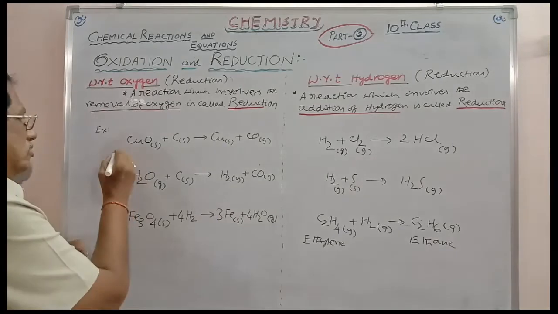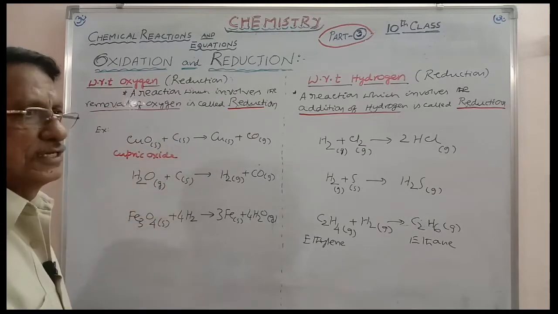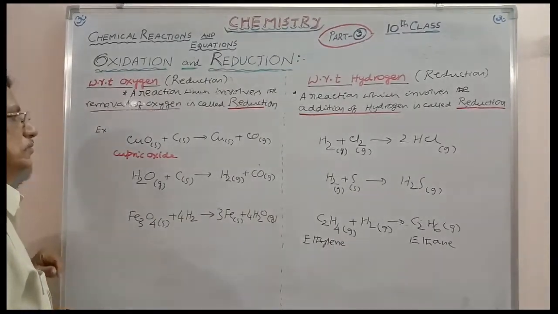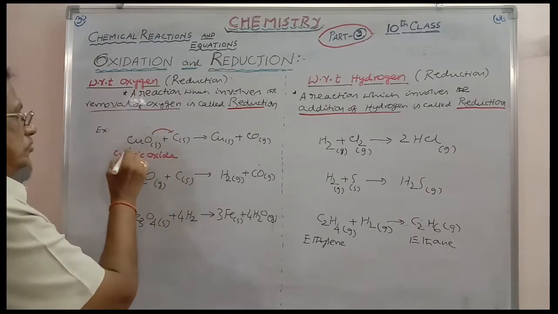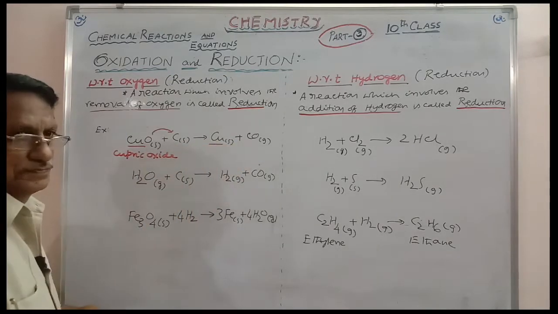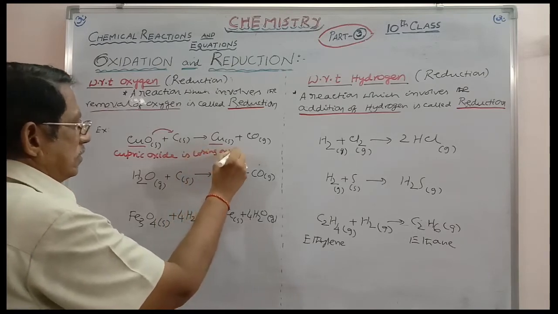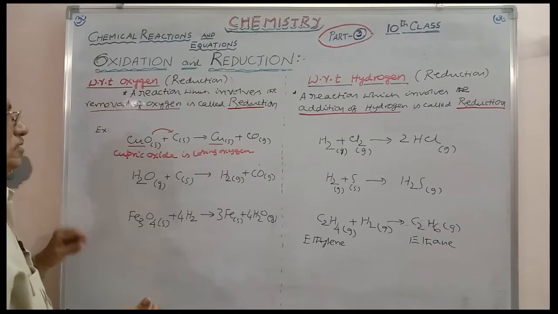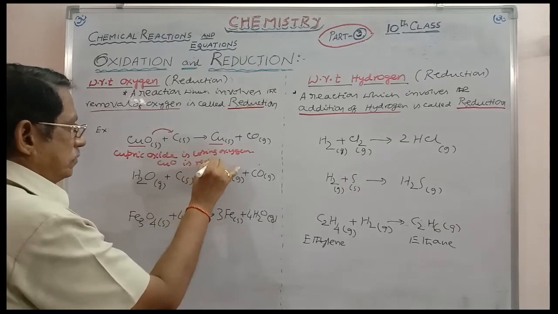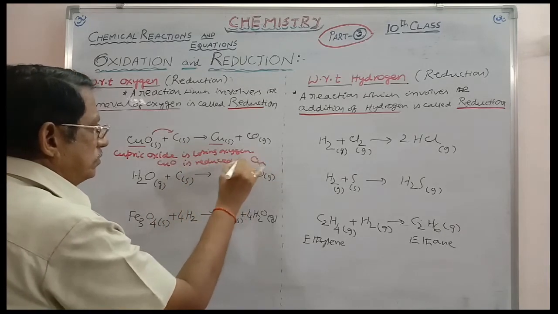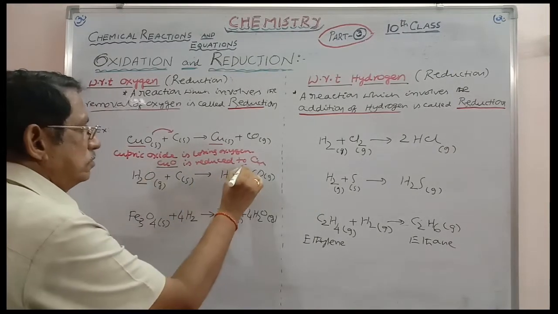I am taking here cupric oxide. Cupric oxide is treated with a reducing agent like carbon, graphite, carbon powder, coal or coke. The oxygen is taken away by carbon, and so CuO is converted into Cu, it is losing oxygen. So copper oxide is losing oxygen. Therefore, what do you have to say? CuO is reduced to Cu. Right?